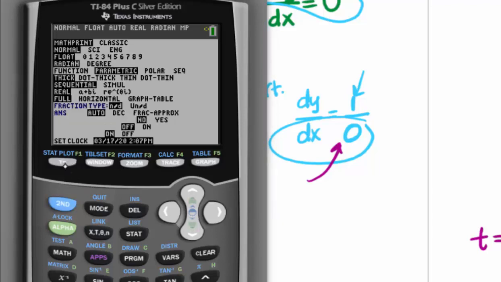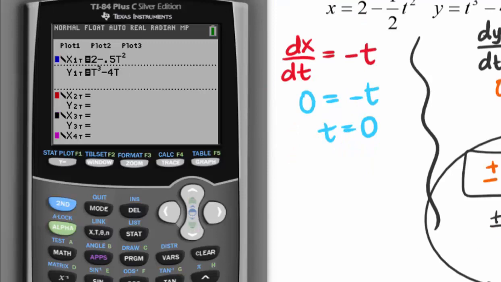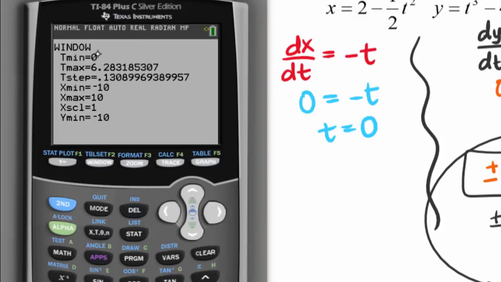So I'll click my y equals here, and I was in radian mode as well. So if you're working on trig problems, that's going to be important. And then I'll go to my y equals, and I'll type in the 2 minus 1/2 t squared and t cubed minus 4t. I will always hit window because, again, if you've ever hit zoom standard in here, it takes you back to that t min and max that may or may not make sense for your problem.